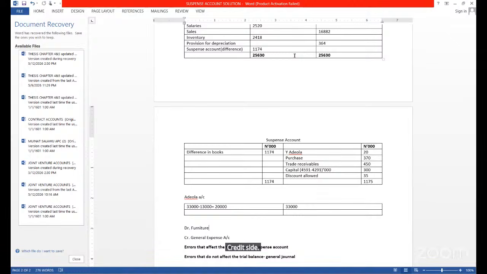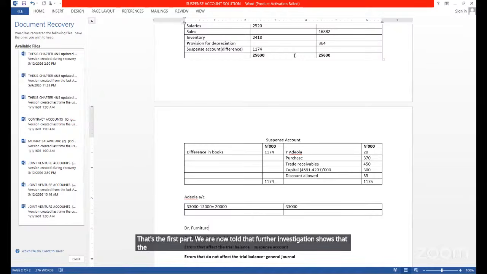Are we together, please? Yes, ma'am. Good. Now that we have done that, that's the first part. We are now told that further investigation shows that the following errors have occurred. And then we are now told to write up the suspense account and correct the errors.